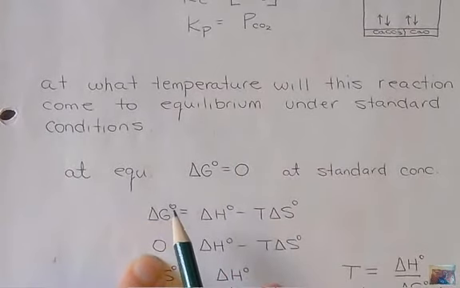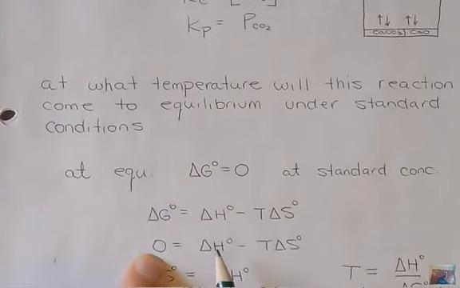So plug this 0 into here. Now look what I have. I have delta H, I have delta S. The only thing I don't have is T.